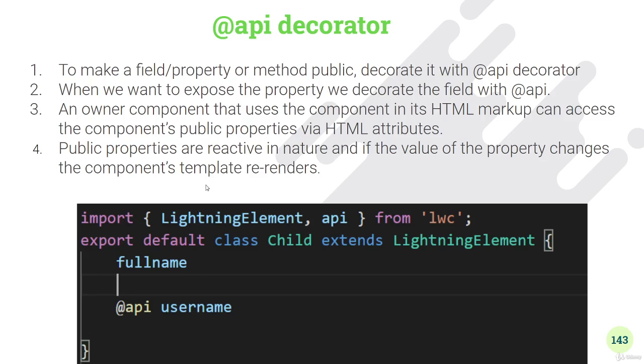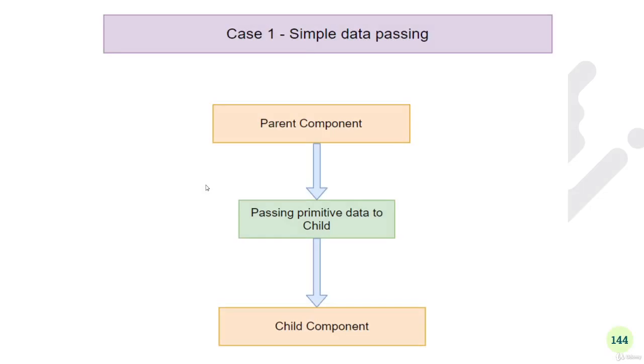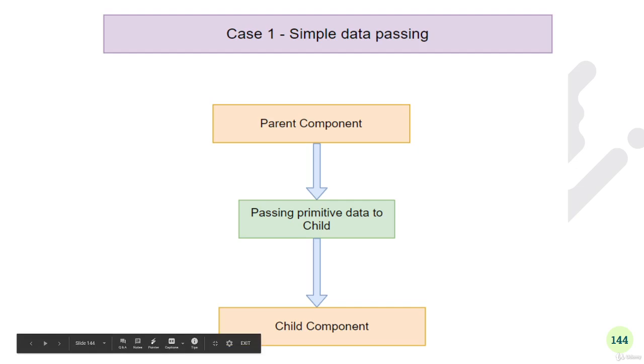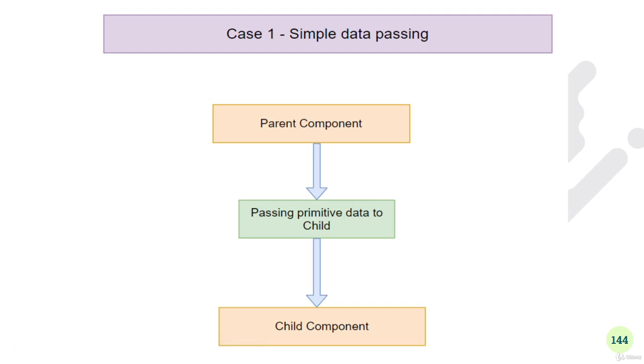So let's go to our first case. We are passing simple data, that is, primitive data. Parent will pass some data and the child will catch the data, and to catch the data we need a property, and that property should be public. We're going to change that property from a normal property to a public one using the @API decorator. So let's go to our VS Code and start writing the code.